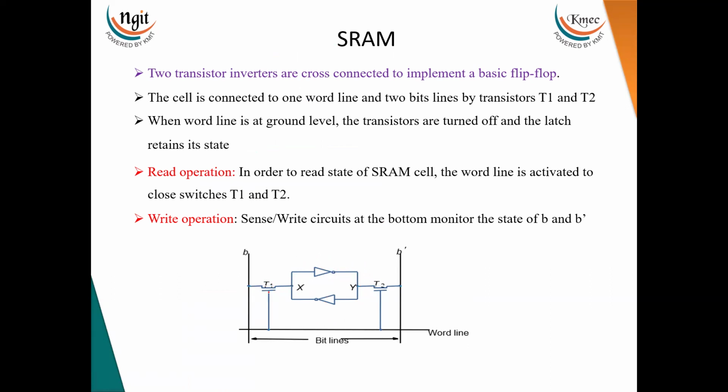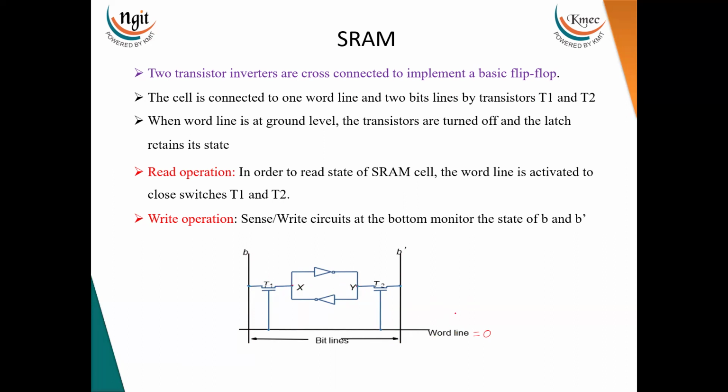Now these transistors are connected to the word line, and here they are connected to the bit lines. Now if the word line is equal to 0, it means the address is not selected for this word, so it is not given for this word line, and it is 0. Thereby the transistors are off and act like an open switch. Whatever the information is at point X and at point Y, it will retain that information.